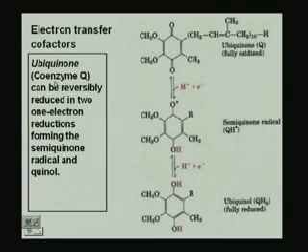Okay. So, we have the coenzyme Q or ubiquinone, which is actually coenzyme Q or just Q as I said. This can be reversibly reduced in 2 one-electron reductions, forming the semiquinone radical and finally the quinol. Okay. So, that is where its importance lies.